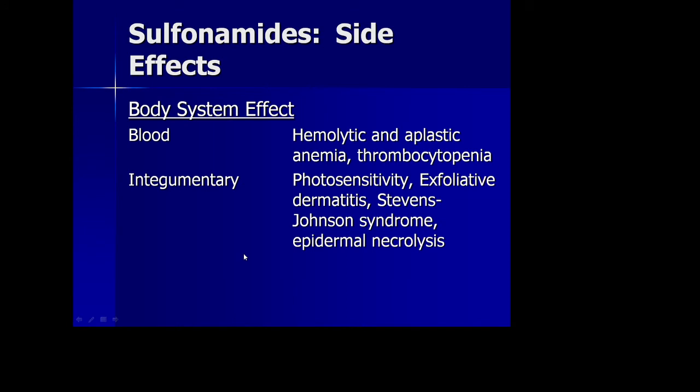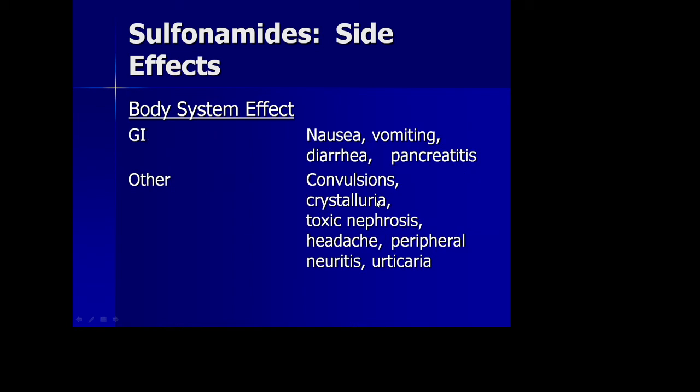Next are the side effects. The main side effects of sulfonamides are hemolytic anemia and thrombocytopenia, and some other important adverse effects to remember are Stevens-Johnson syndrome and toxic epidermal necrolysis. Next are the common side effects like nausea and vomiting, and others such as convulsions and crystalluria.